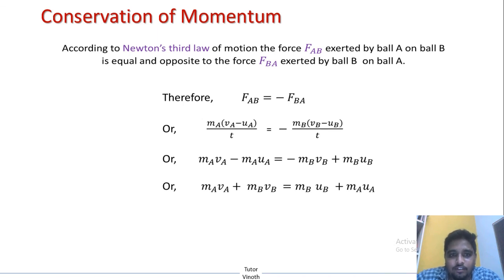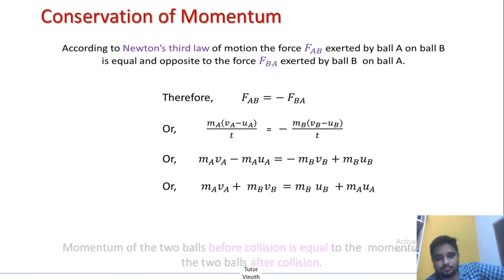Why? According to Newton's third law of motion, the force exerted by ball A on ball B is equal and opposite to the force FBA exerted by ball B on ball A. So we denote the force of B on A with a minus sign, because the direction is reversed. Then we take ma as common and get the cancellations.